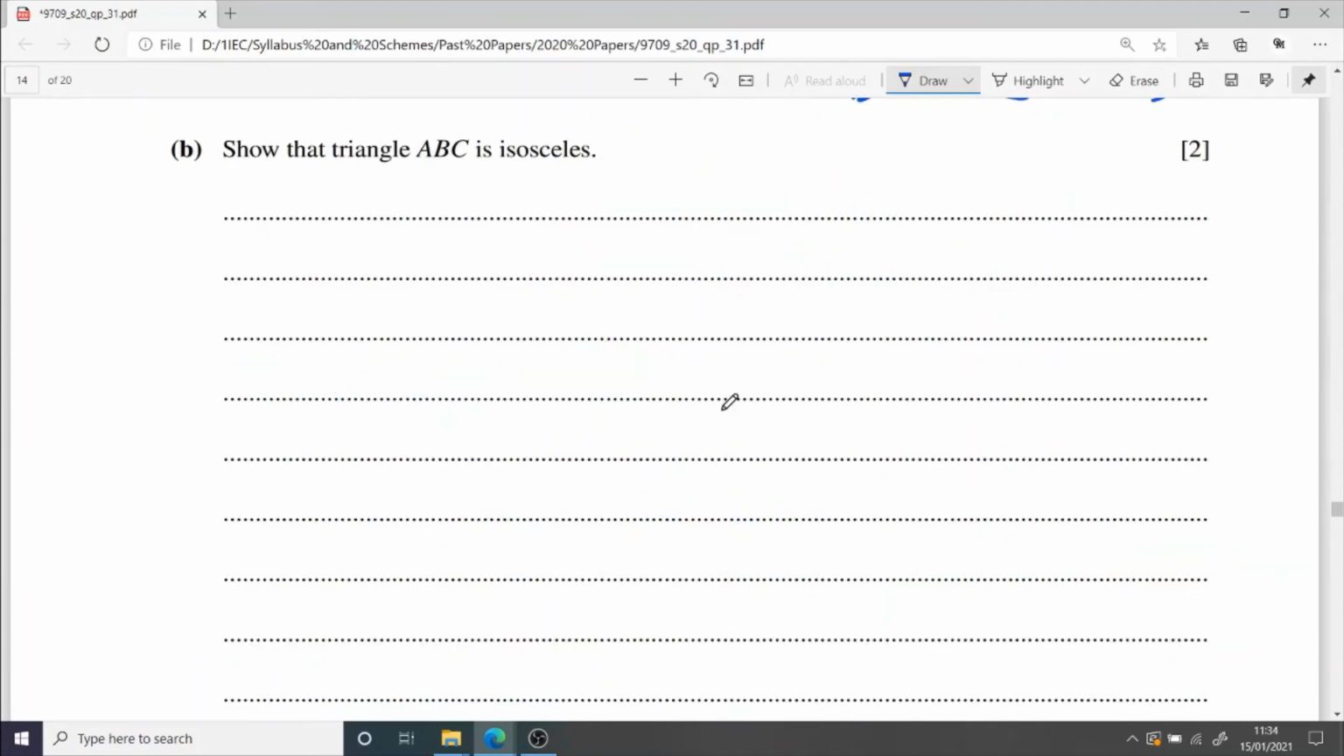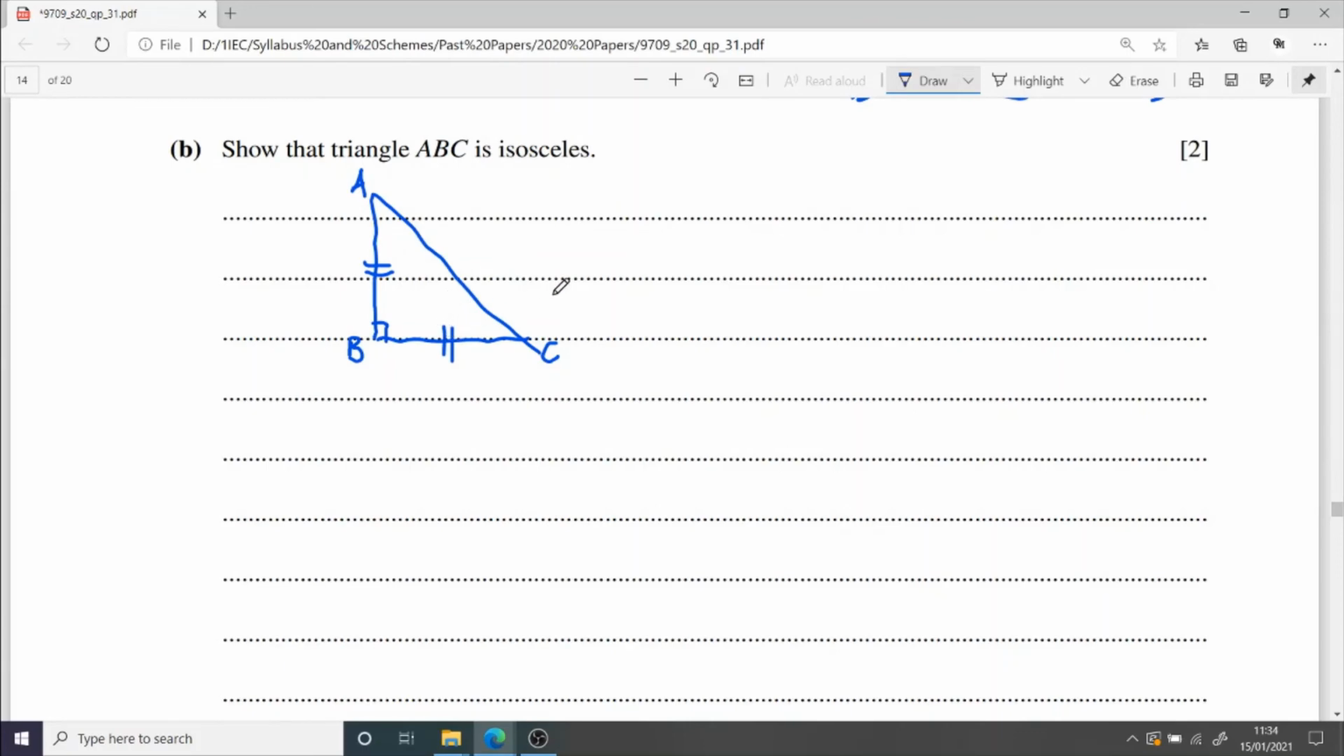To show that triangle ABC is isosceles, let's first of all draw a quick sketch of our triangle from before. So this is B, this was A, and this was C. This is our right angle here. So the only way in which this could be isosceles is if these two sides are equal. Because the right angle is here, there's no way that any two other sides could be equal.